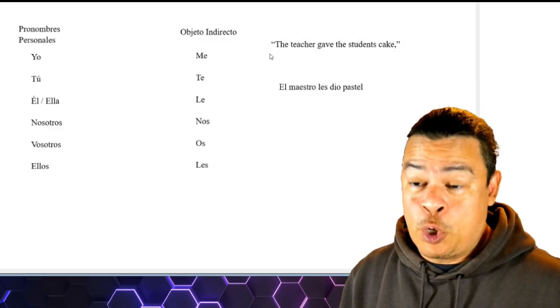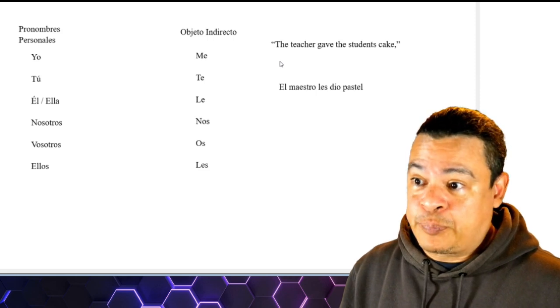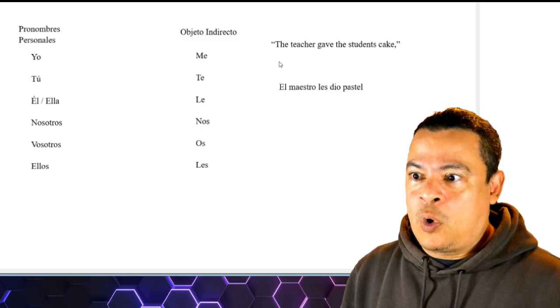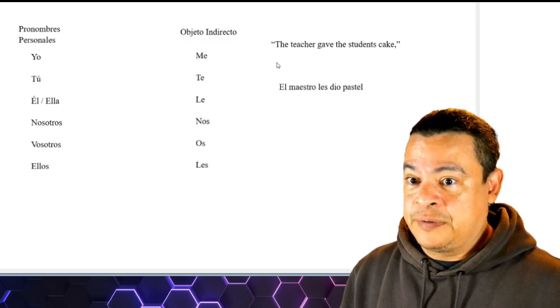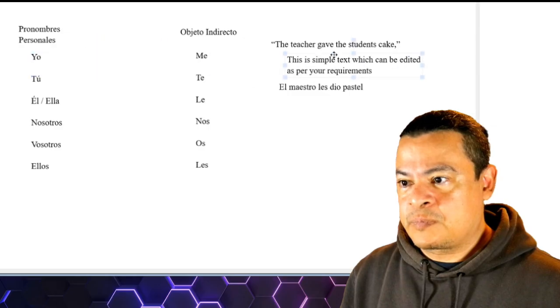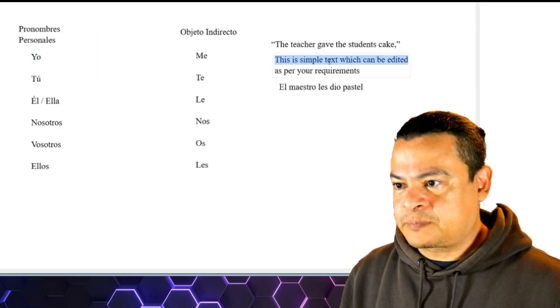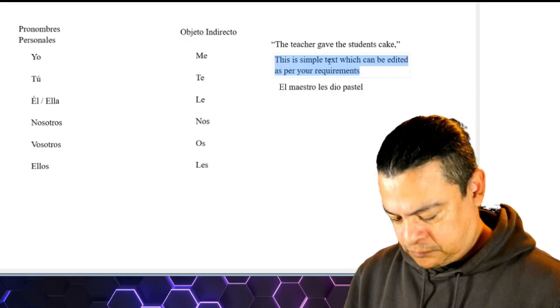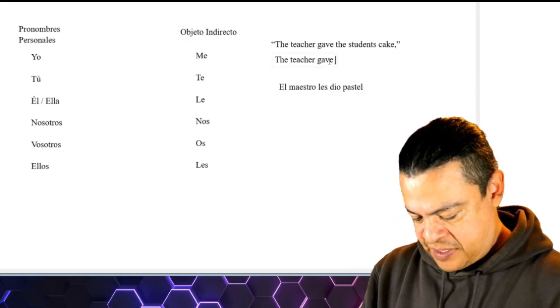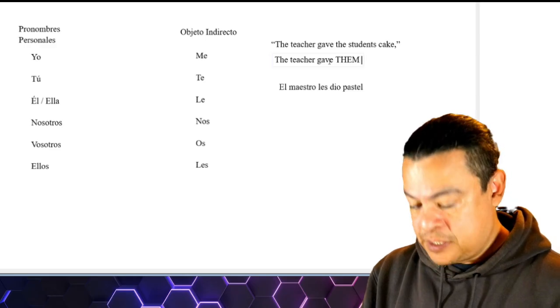That's why we have got pronouns. In Spanish, they're called pronouns, but in English, they're called object pronouns. So let's see. The teacher gave them cake. Okay, and now with this information, now I have to tell you that pronouns, that's exactly what it means.